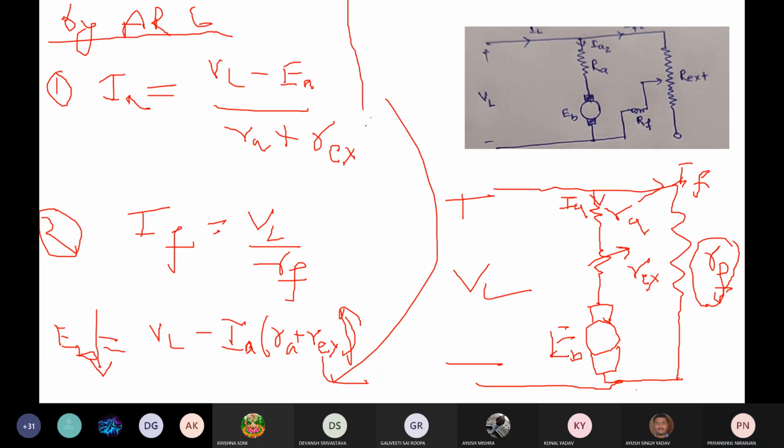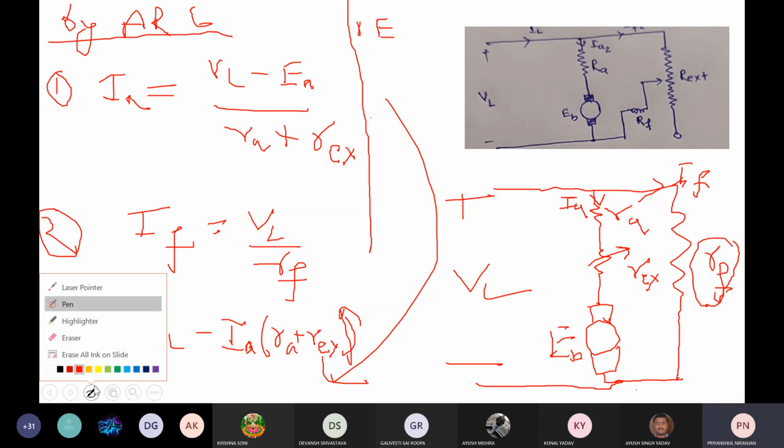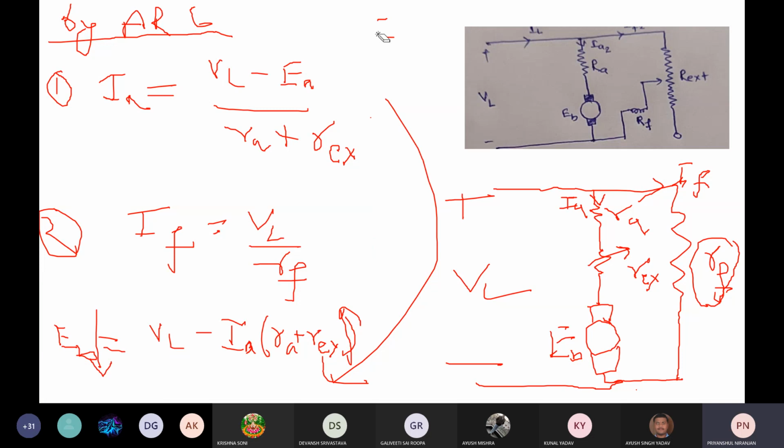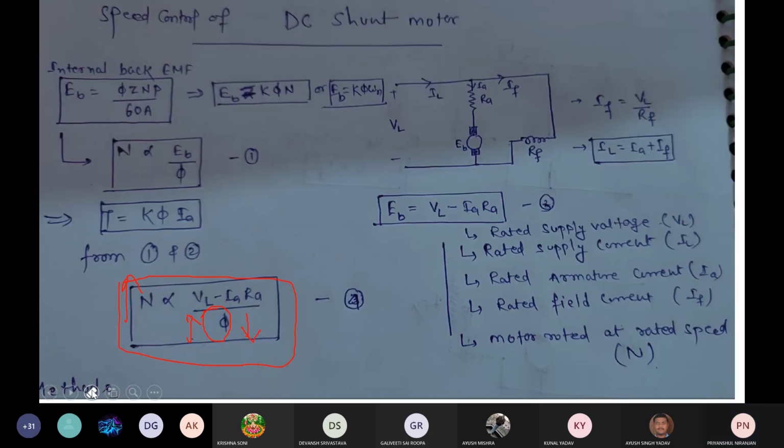क्यों भाई? EB decreases ना, and so from that relation, EB decreases, then speed decreases ना, क्यों? Yes, sir. So here we control the speed.